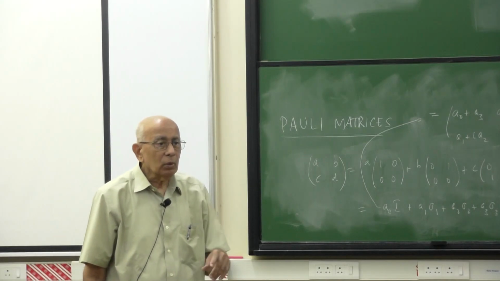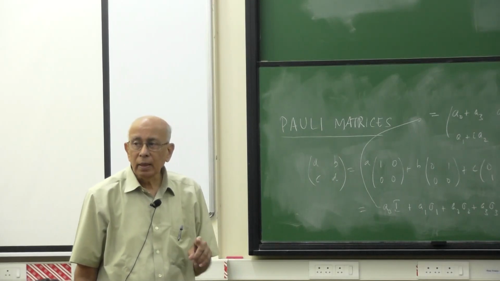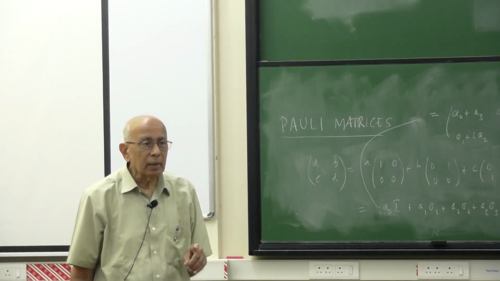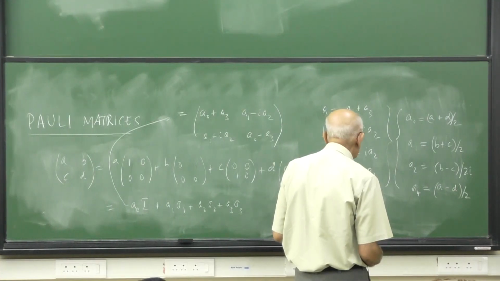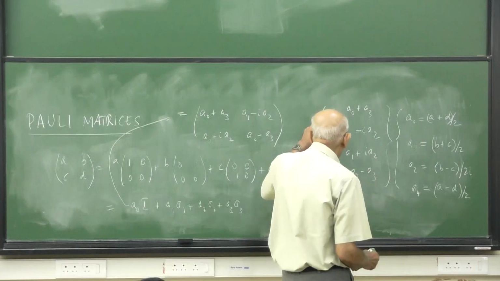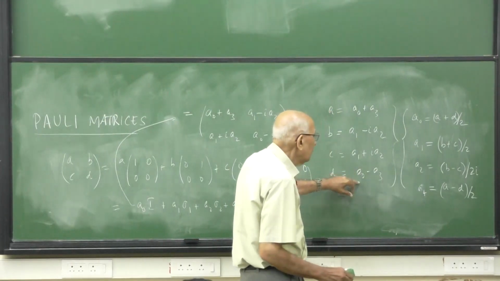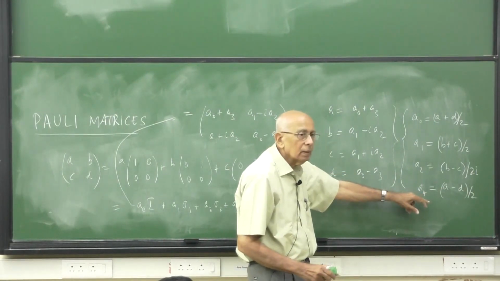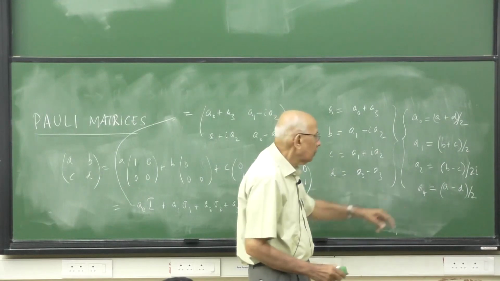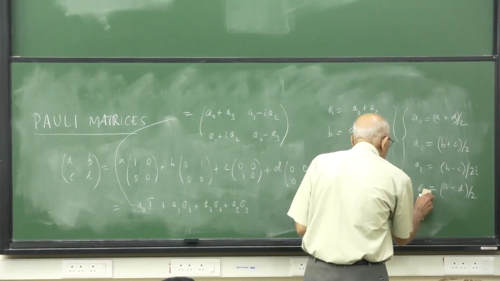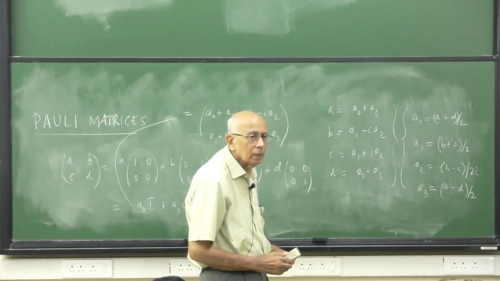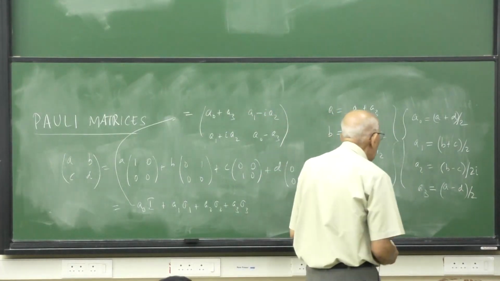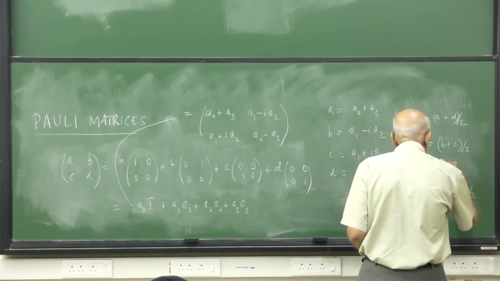So I've proved that you can take any 2 by 2 matrix and write it as a linear combination of the unit matrix and 3 Pauli matrices. A3 is what? D minus B? No, A minus D is 2A3. So this is okay. Oh, sorry, this is A3. A2 is what? C minus B over 2.